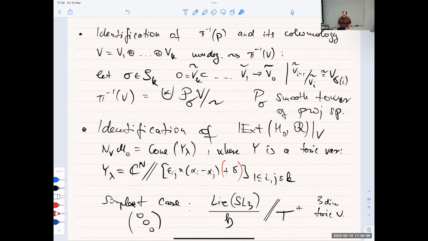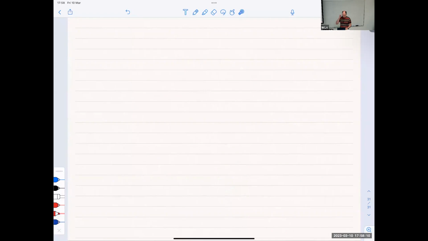So maybe I'll finish by explaining a little bit what it looks like at the very beginning, for rank 2, for example. Already that is not completely trivial. So let's just look at the rank 2 example. And I'll stop. Maybe I have like 5 minutes. The rank 2 case.